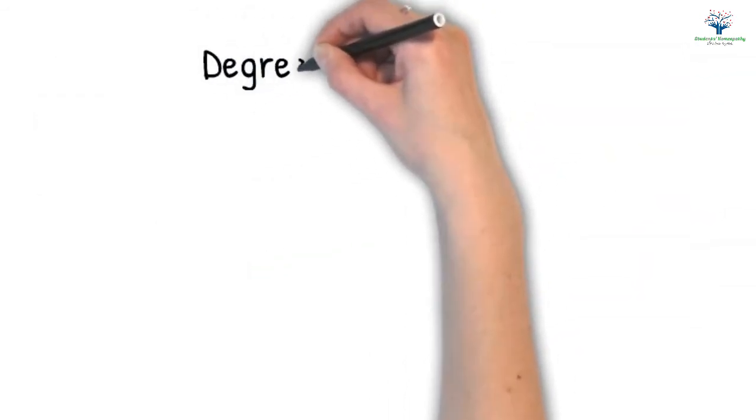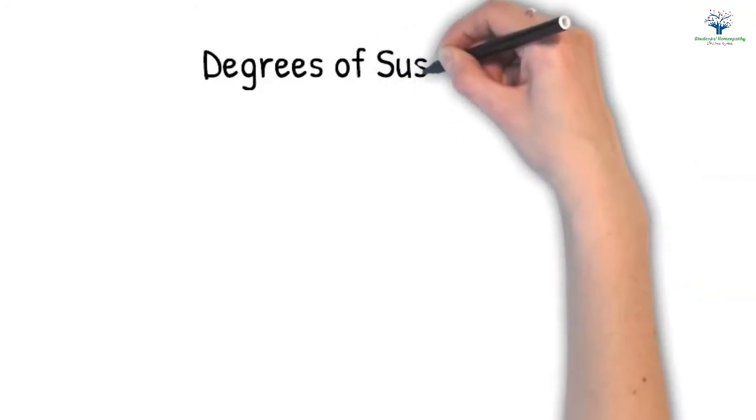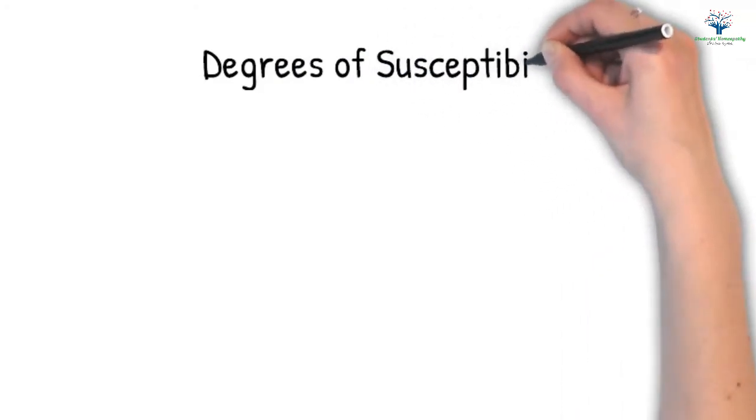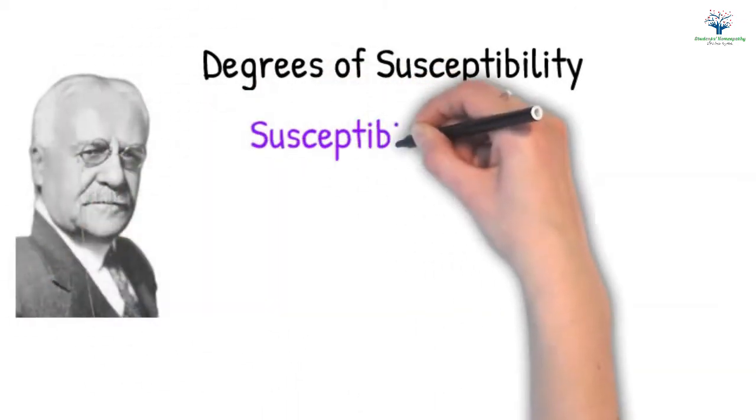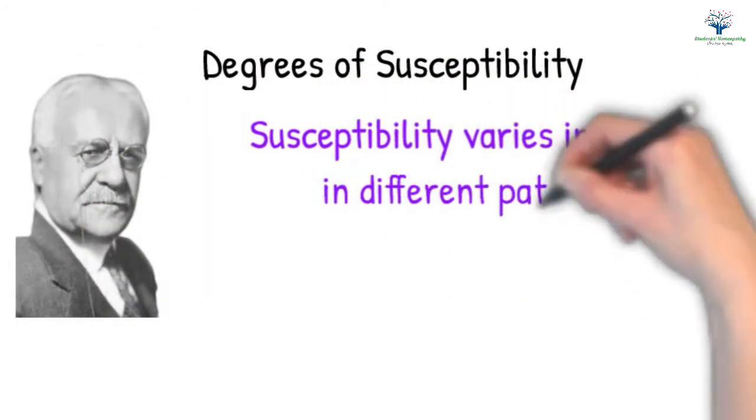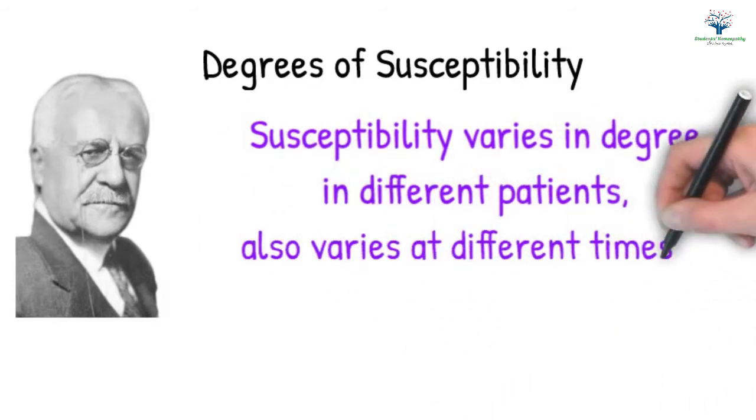Next, coming to degrees of susceptibility. So, here a question that may arise is whether the intensity or degree of susceptibility remains the same or fixed for a healthy person or a patient. Robert tells that susceptibility varies in degree in different patients, and also varies at different times in the same patient.